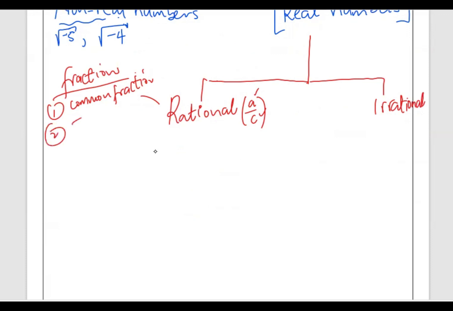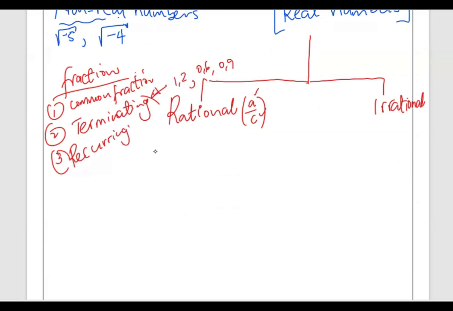Two, we have the terminating fractions. Terminating fractions are decimals that always come to an end. An example, you talk of 1.2, 0.6 or 0.9. For as long as there's an end to that fraction, then we call it terminating. And then number three, we have the recurring fractions, recurring numbers. All these form what we call the rational numbers. So for as long as we have one of these, then we can say the numbers are rational.